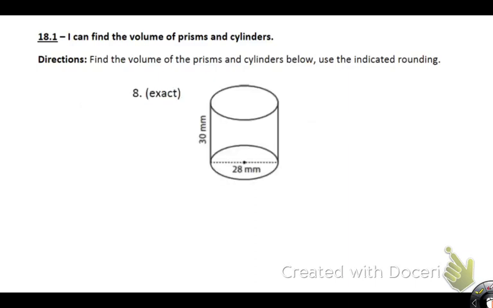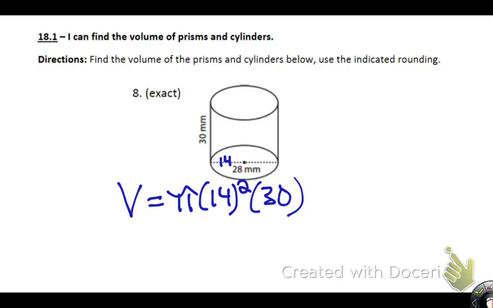All right, next one, it is a cylinder. It looks like the 28 millimeters is the diameter, so I'm going to say the radius would be 14. So the volume of a cylinder is the area of the base times the height. Well, the area of the base is a circle, so it's pi r squared. So it's pi times 14 squared, so that right there is the area of the base, times the height, which is 30, and then we just multiply those together.